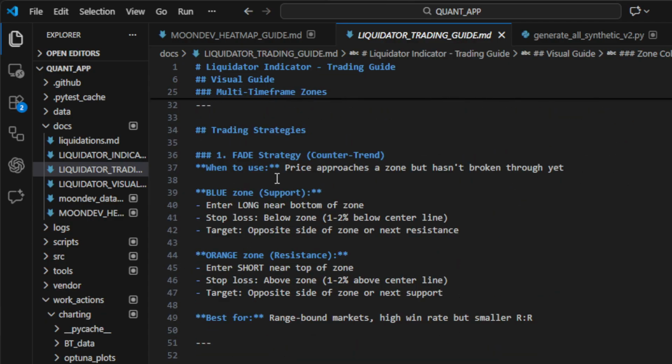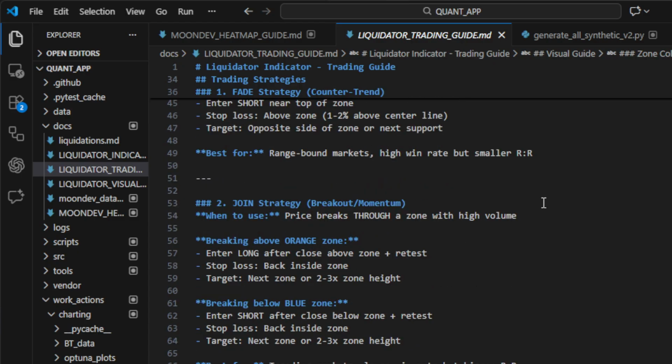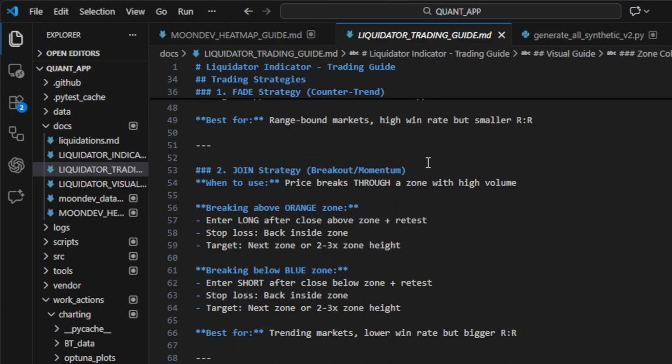So trading strategies: fade strategy, counter trend. These are some strategies I put in there. Join strategy, breakout momentum.